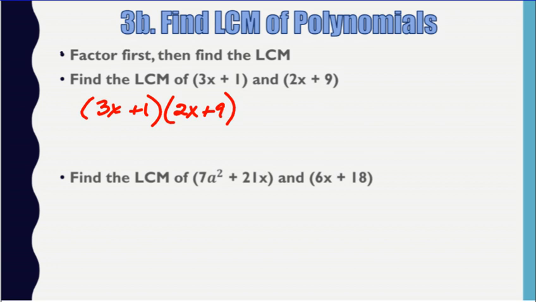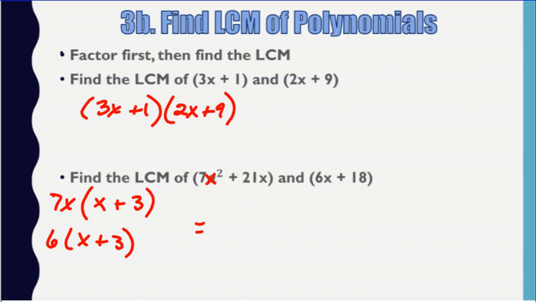Next one, this should be an actual x right here. So we could take a 7x out. If I take a 7x out, that leaves me with x plus 3. And this one, I can take a 6. That leaves me with x plus 3. So my factors here, I can break down this 6. This would be 2 times 3, because again, you break it down into prime numbers.